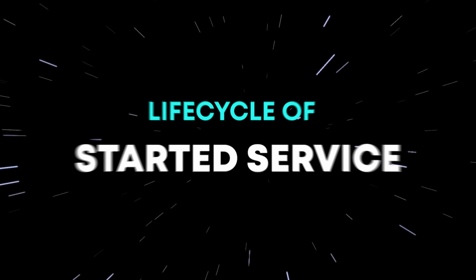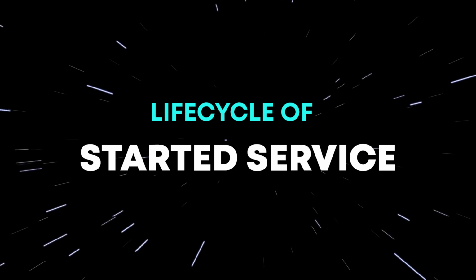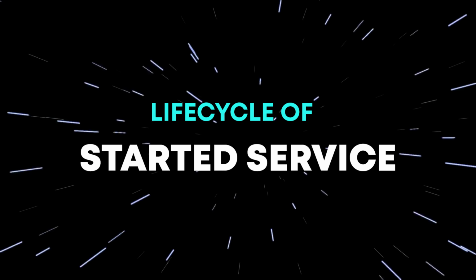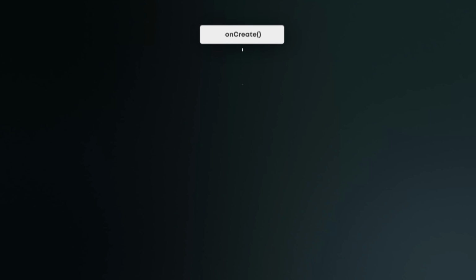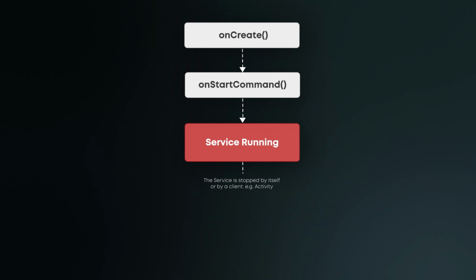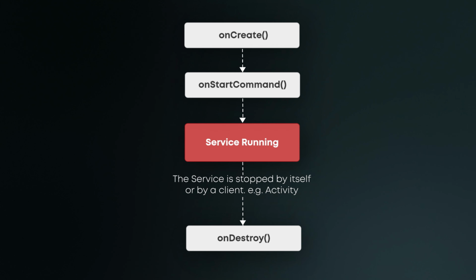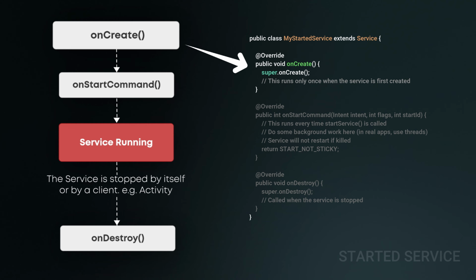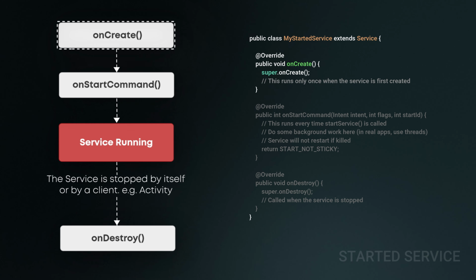Let's now understand the lifecycle of a service in Android. Not just the method names, but what really happens and when. Here's a simplified view of the lifecycle. The first method that gets called is onCreate. This is where the system sets up the service, kind of like the constructor of an activity. But remember, this method is called only once, when the service is created for the first time.